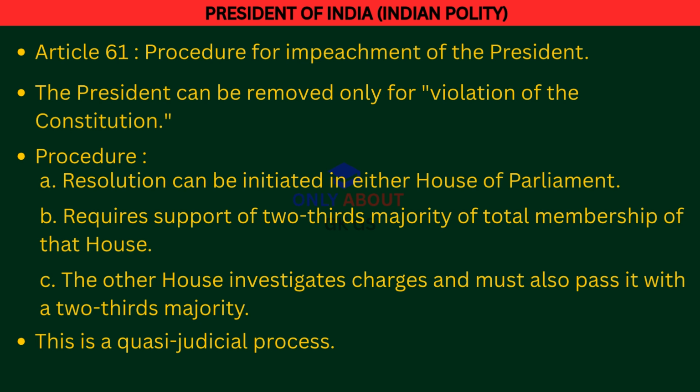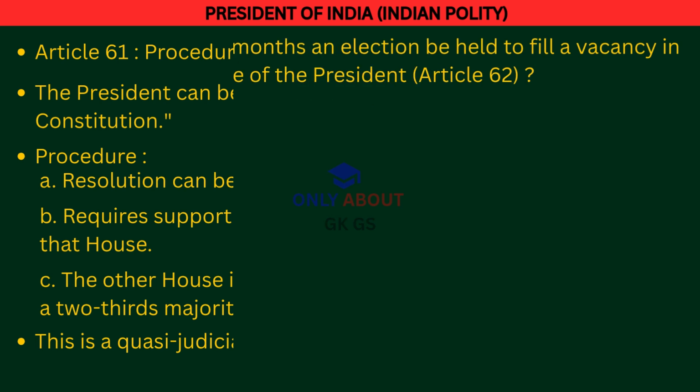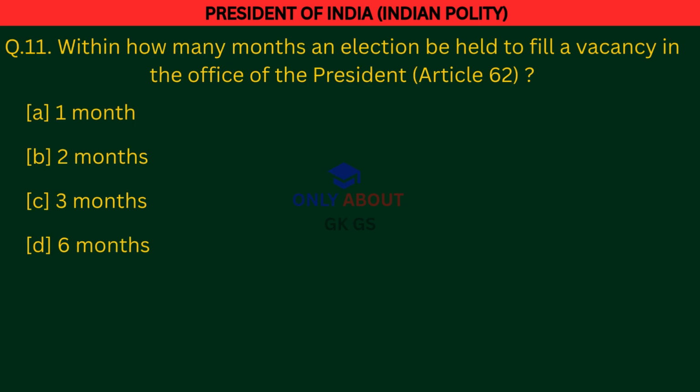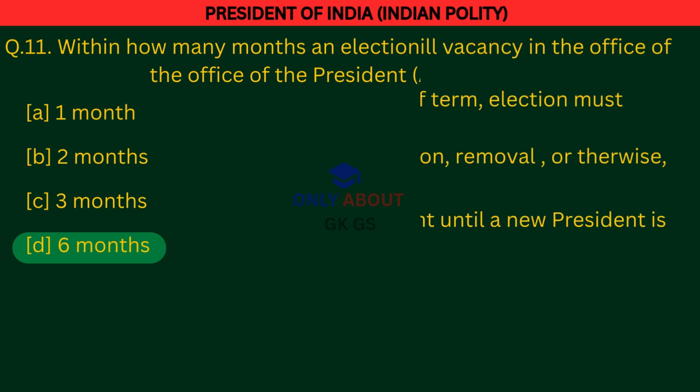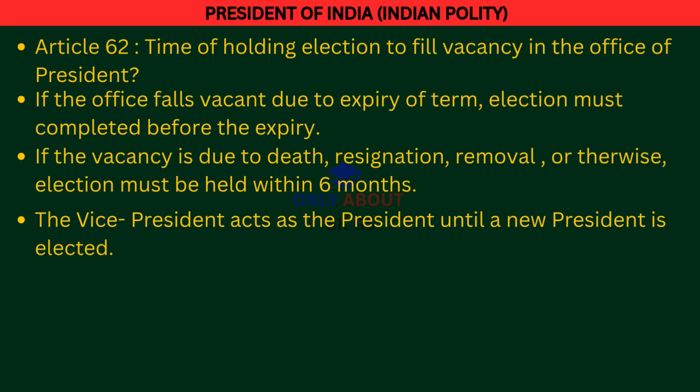He is a quasi-judicial process. Next question. Within how many months must an election be held to fill a vacancy in the office of President? Correct answer: 6 months. Article 62: Time of holding election to fill vacancy in the office of President.